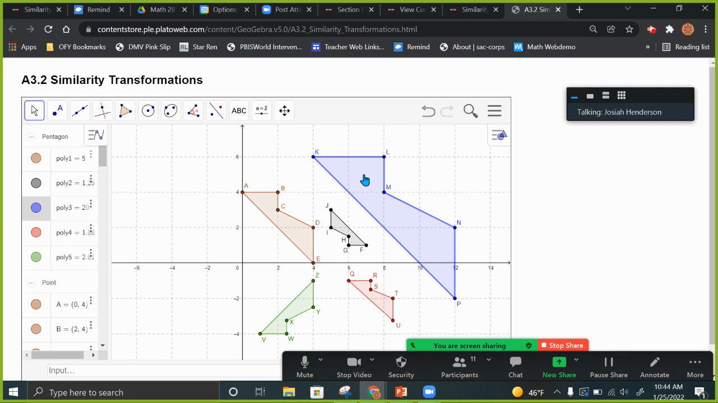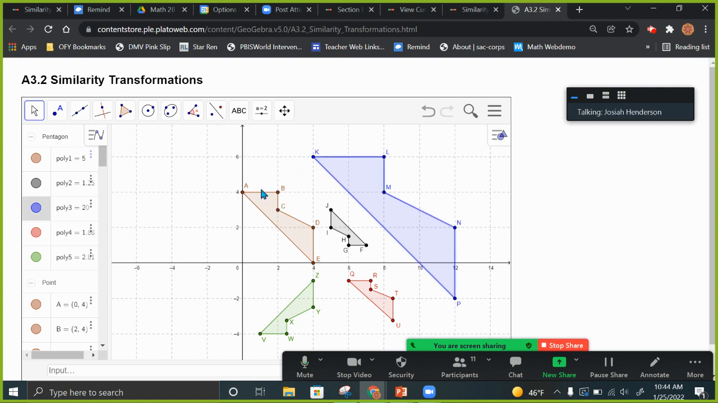How can we find out how much to enlarge? Any ideas? Any thoughts? First thought. We need to know some comparable sides, right? So we've got lots of choices. We could do the AB to KL. We see those, they look like they're supposed to be a match. We need to measure them.